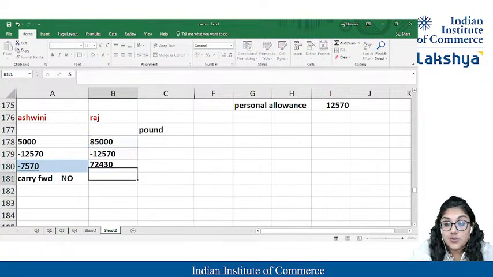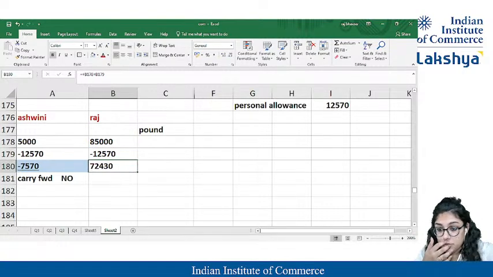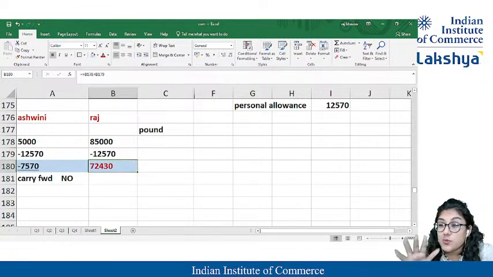So ma'am, Raj has earned over here 85,000. He got so much of exemption or the personal allowance, but then he is having this much income, so he has to pay taxes on that. So how much tax he used to pay?